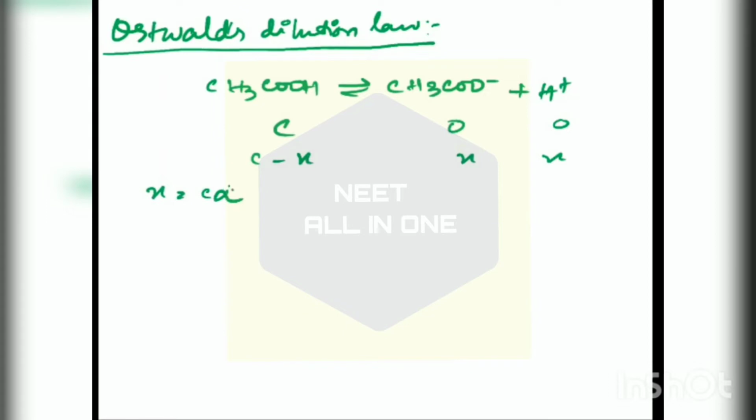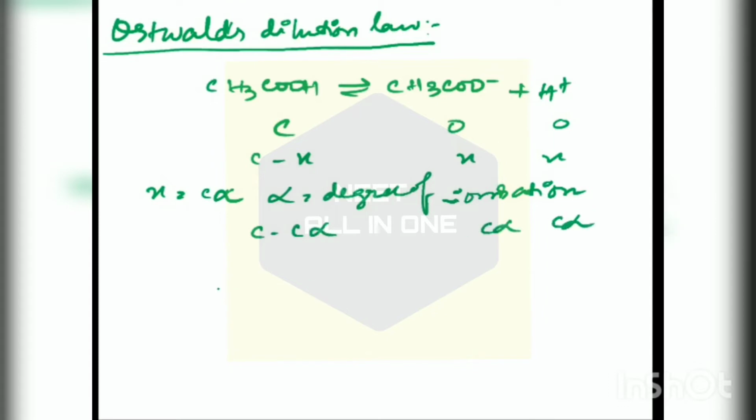That means degree of dissociation. Here we are reading it in ionic equilibrium, so it will be our degree of ionization. Okay, so let's just replace X with C alpha. That means C minus C alpha, here also C alpha, here also C alpha.